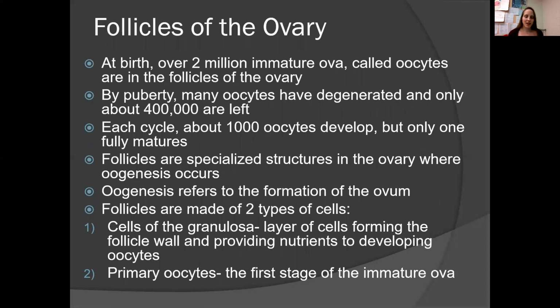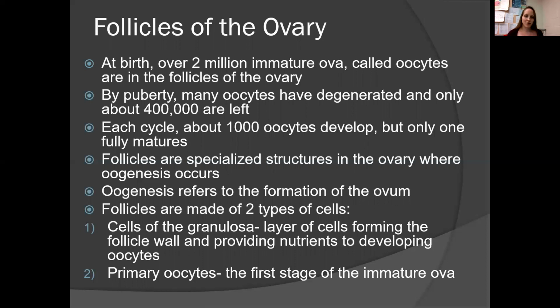So when we're talking about the ovary, there are obviously eggs that are developing in there. And follicles are these specialized structures that surround the developing eggs. So at birth, every woman has about 2 million oocytes, which are immature eggs, inside follicles in the ovary. By puberty, a good chunk of those oocytes have actually degenerated and broken down, and you have on average about 400,000 left. And then each menstrual cycle, about 1,000 oocytes will start to develop. Only one will fully mature, and that'll be the one that is ovulated.